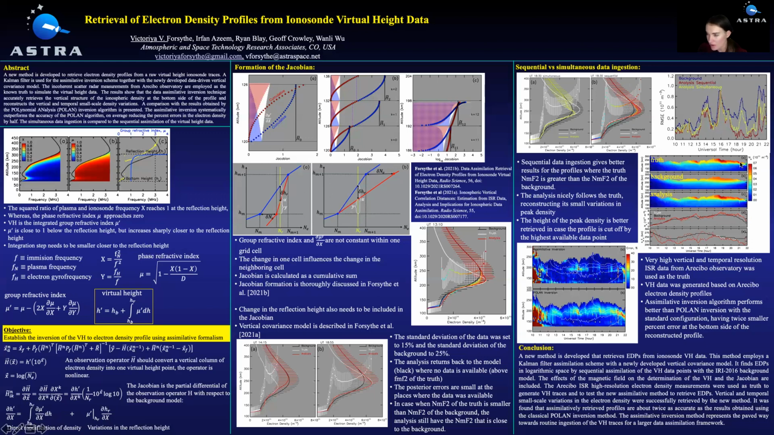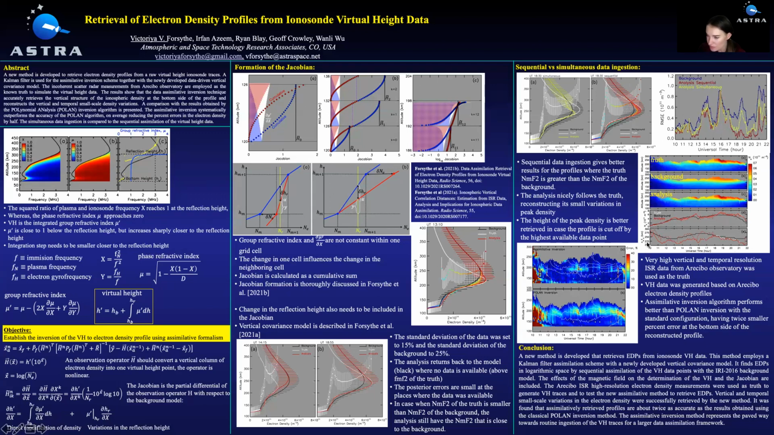That's how the truth looked during this particular time period that we considered for our testing. That's how the background density looked, and see how the analysis using sequential data assimilation could represent even small variations in the electron density. This panel shows the comparison of the NMF2. Again, the analysis is shown with red, and it closely follows the truth that's shown with the white line.